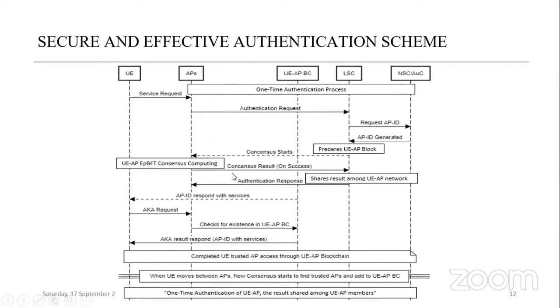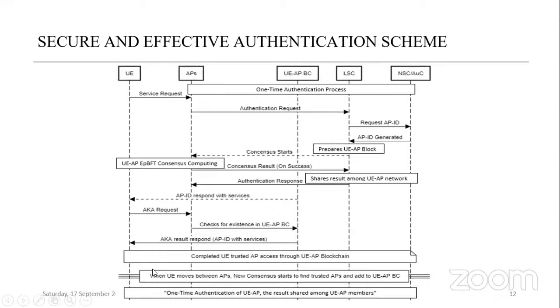So here I'll explain the principle. When a user equipment is requesting a service, a one-time authentication process happens. Here, the access point requests an authentication request, and then it will request an access point ID. Once the access point ID is generated, a block is created with the access point and user equipment details, and the consensus starts. Once the consensus succeeds, that access point is authenticated. It is given a valid token, and then it is added to the blockchain, and finally the requested service is given to the user equipment. This is for the first time.